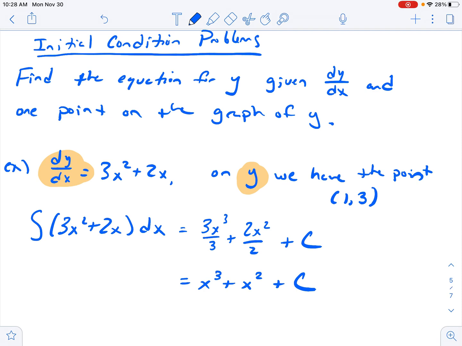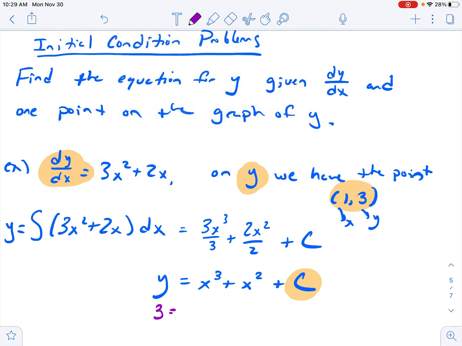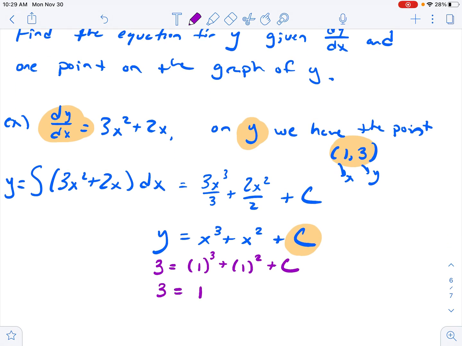That's our general antiderivative. This is what y equals. Y equals this integral. But now that we know a specific point that the graph goes through, we can actually solve for c. When x is 1, the y value is 3. So using our initial condition, subbing in for x and y, we can now solve for c.